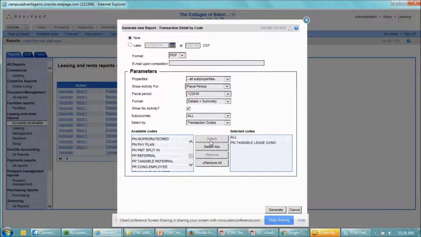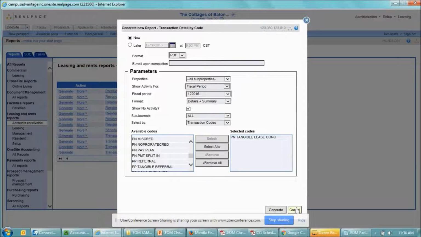And watch how silly this is. Once we've selected that one code, the all still stays there. So even though we've isolated, we just want to see this one code, we have to manually remove the all option or else it will still generate every single code. So click it to select it and then hit remove. And now we can hit generate.